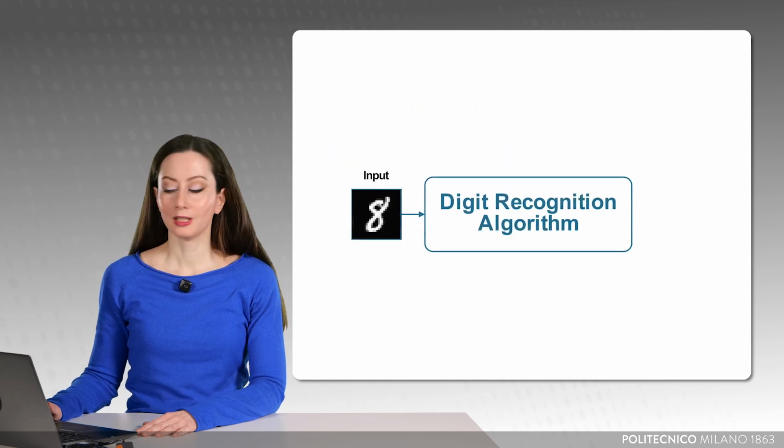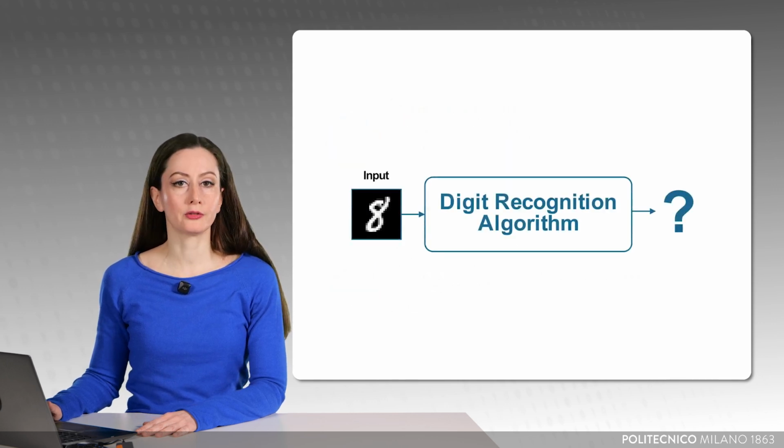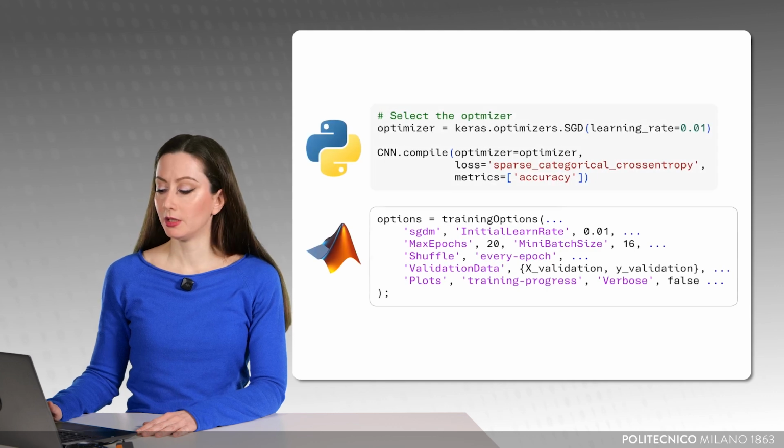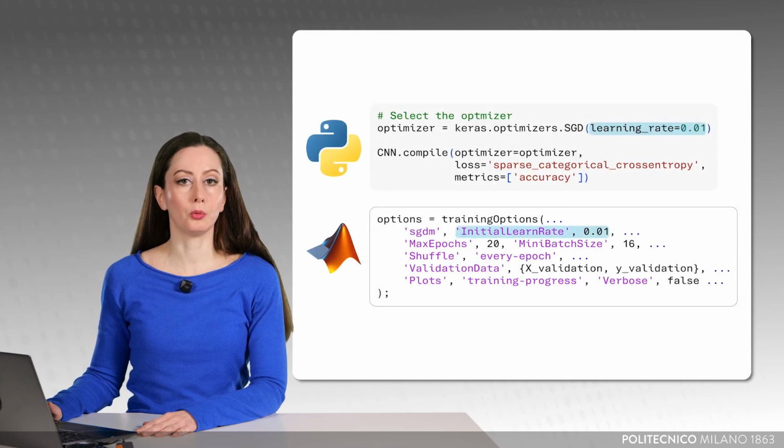And now it's your turn. Play with the learning rate and observe if and how it changes the model's ability to recognize digits. For instance, what happens to the accuracy if you select a learning rate of 1? Or how does the model performance change if you lower it to 0.0005?